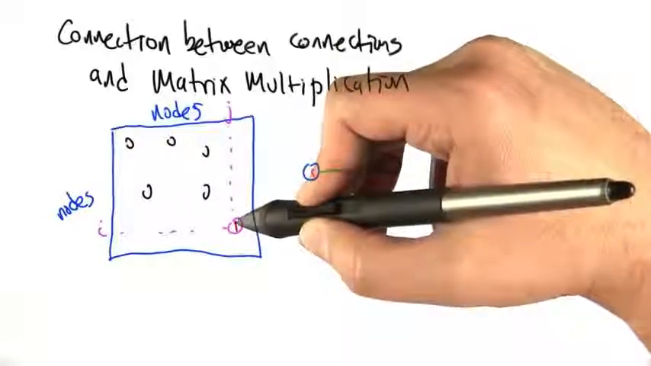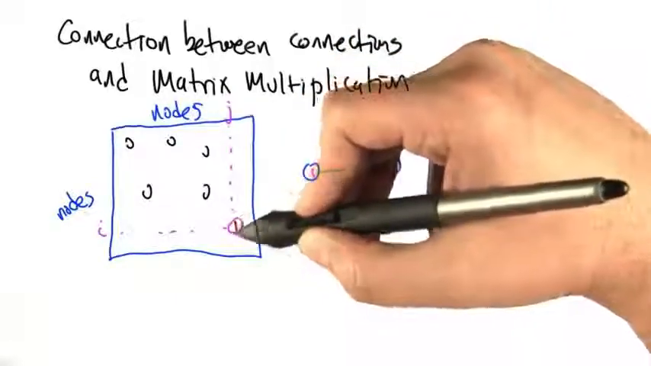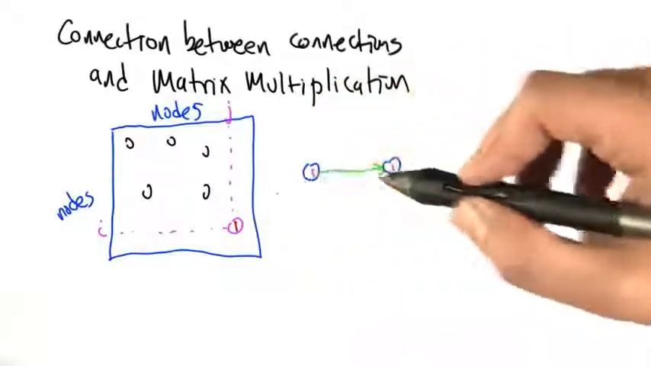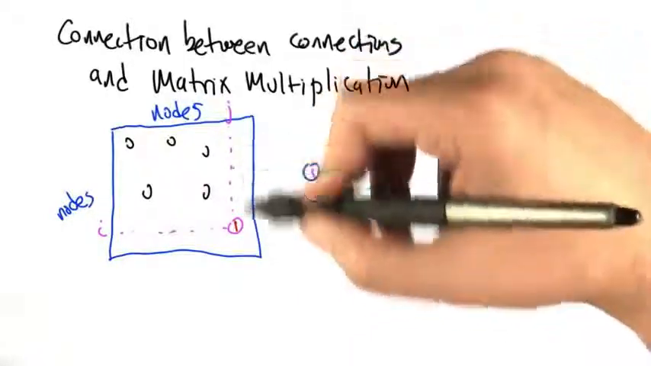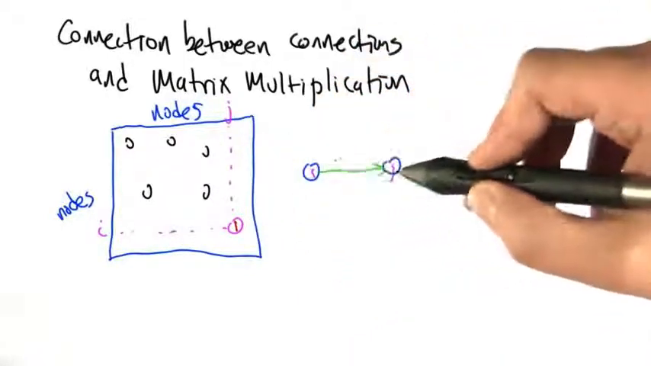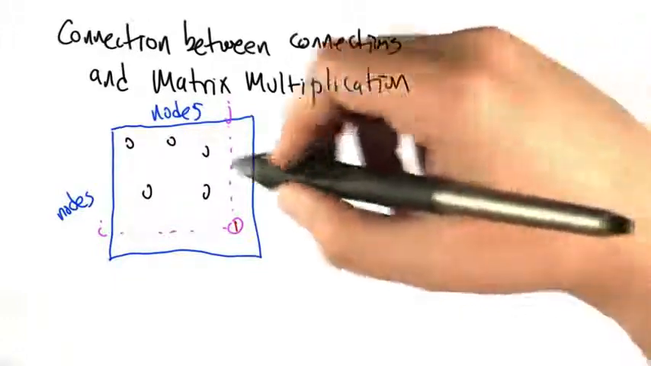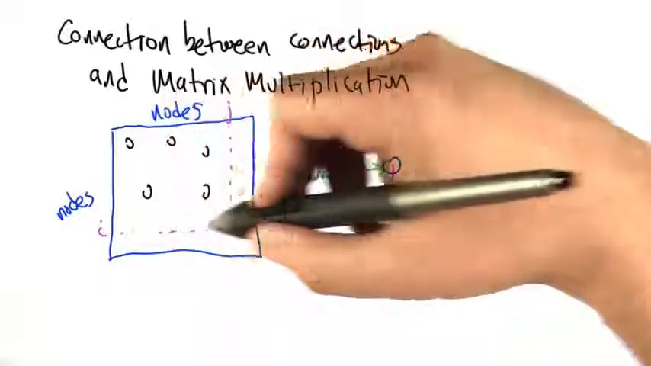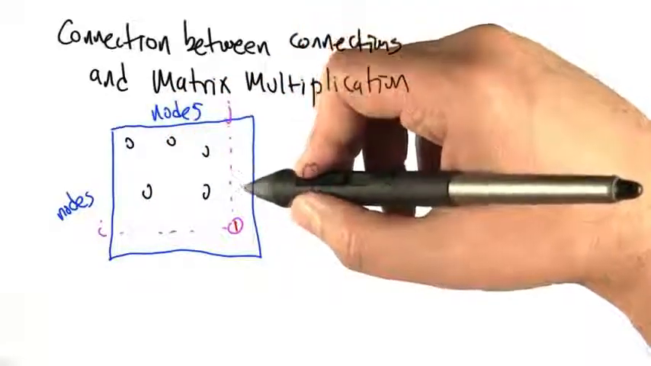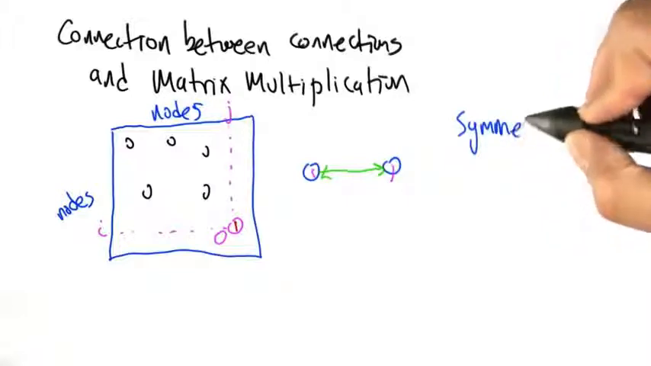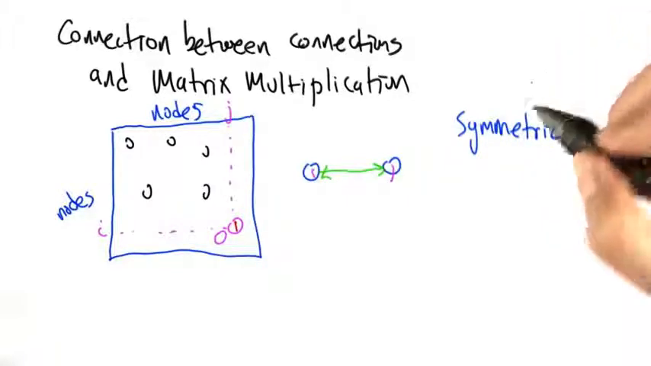If there's a link between node i and node j, then the corresponding position in the matrix has a number 1 in it. That 1 means there's a link from i to j. Now, the graphs we've been talking about have bidirectional links. So if there's a 1 in the ij position, then there's also a 1 in the ji position, which means this matrix is symmetric.